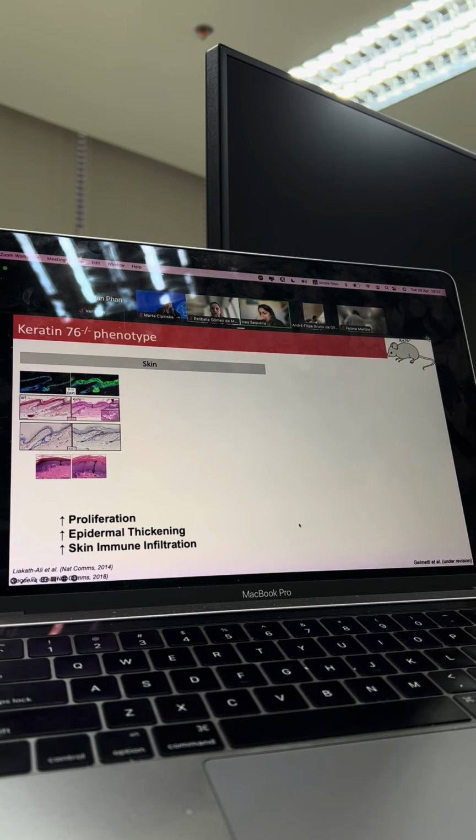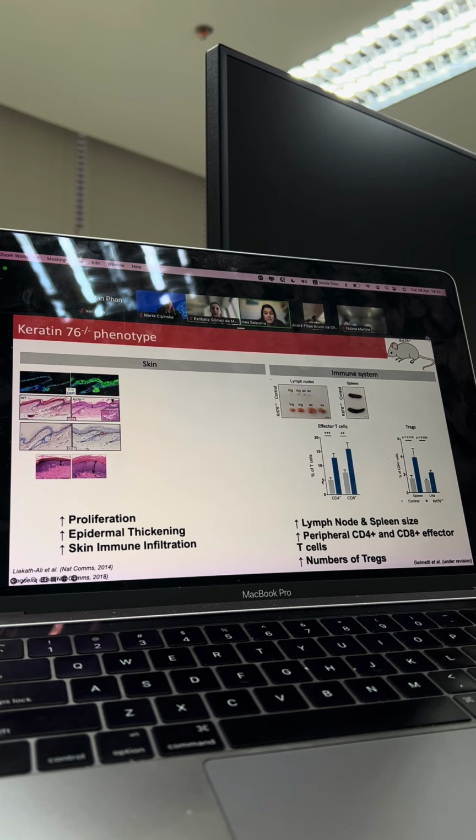And when I was during my postdoc in the lab of Fiona, we were able to see that we had a mutant for keratin 76, and my colleague Kifayathullah published a beautiful study really showing how the loss of keratin 76 affects the skin. When you have loss of keratin 76, you have hyperproliferation of the epithelial, the skin stem cells, giving rise to a thicker epidermis, and they also have an increase in inflammation.